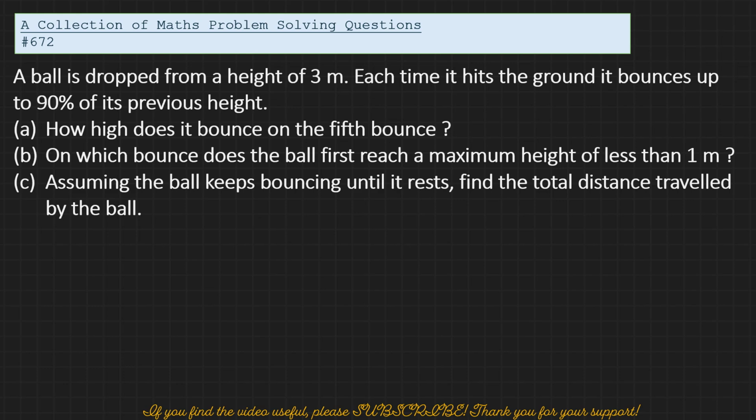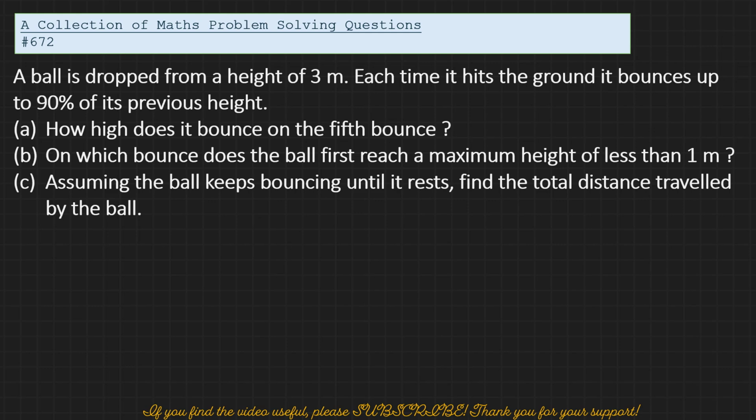A ball is dropped from a height of 3 meters. Each time it hits the ground, it bounces up to 90% of its previous height. How high does it bounce on the fifth bounce? On which bounce does the ball reach maximum height of less than a meter? And assuming the ball keeps bouncing until it rests, find the total distance traveled by the ball.